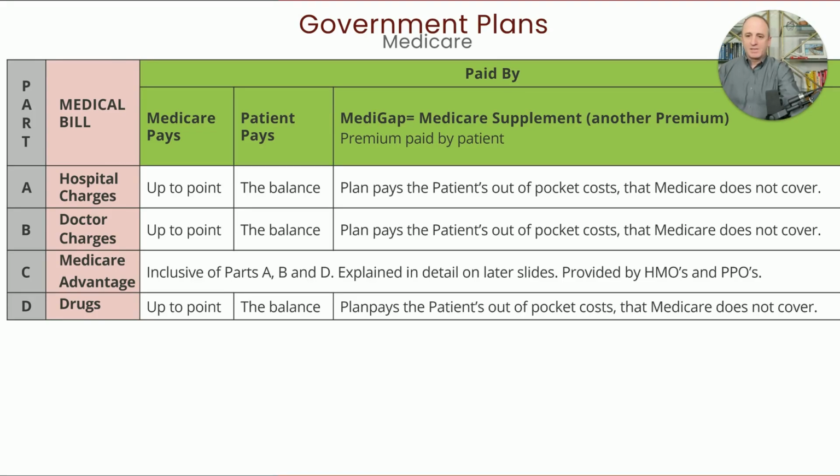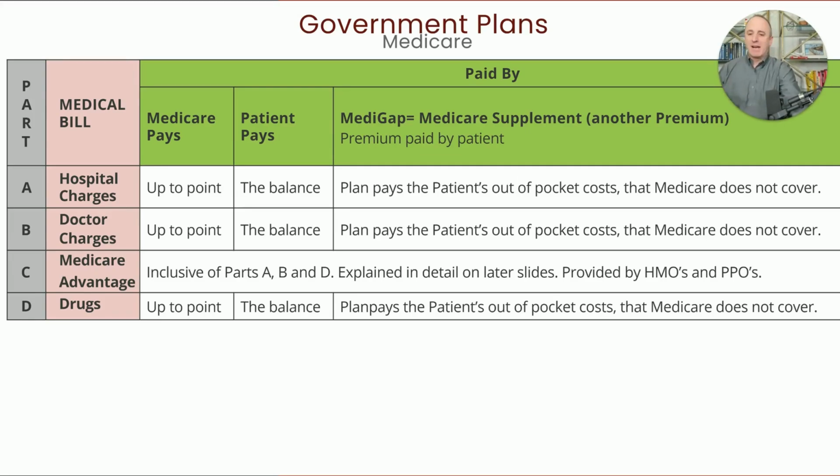You've got Part A that's going to cover hospital charges for Medicare. You've got Part B that will cover the doctor. Part C. So Part A is automatic when you turn 65. Part B is not automatic, but you don't have to qualify for it. There's a premium associated with Part B, but typically that comes out of the person's Social Security payment.